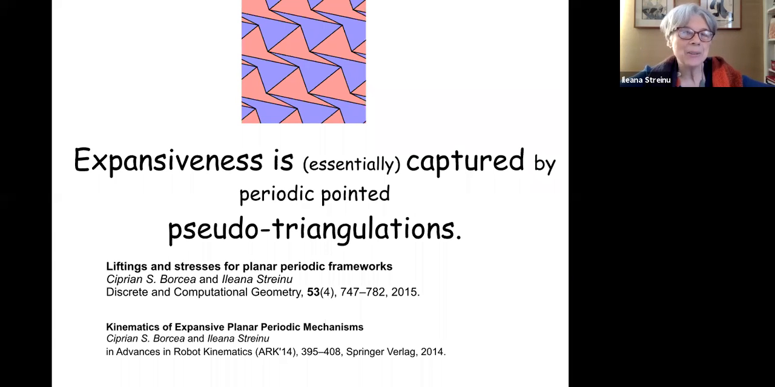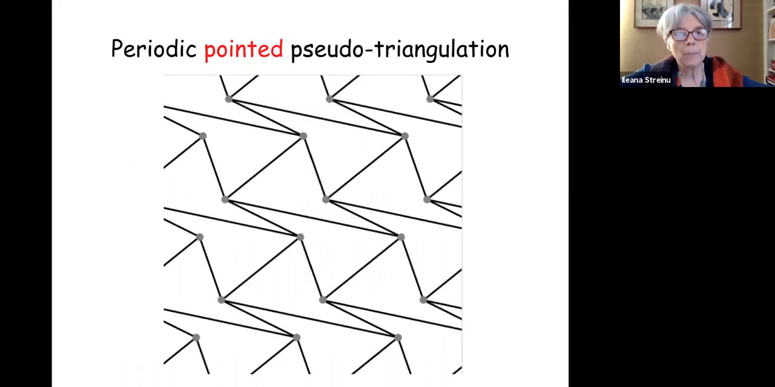And when you see a combinatorial characterization, immediately you think, okay, so how can I use it? Because usually combinatorics is easier to imagine and gives a structural understanding in this humongous world of possible trajectories in a four-dimensional space. So can we use it? So a brief description of what a periodic pointed pseudo-triangulation is.